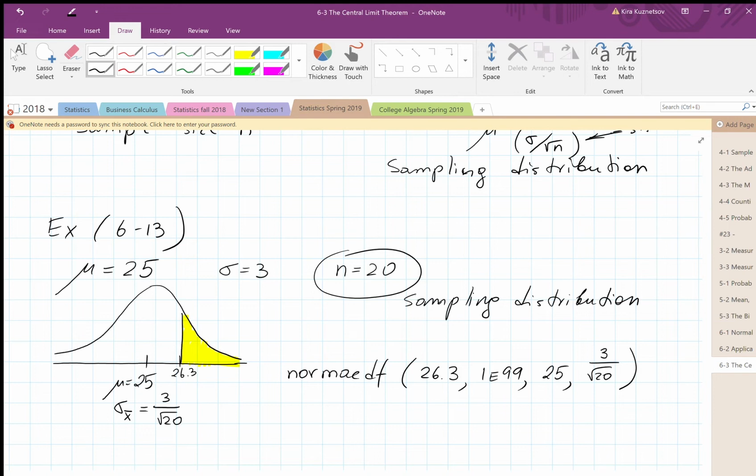So distribution, normal CDF, 26.3, 1E99, mu is 25, sigma is 3 divided by the square root of 20. Your calculator will have no issue in calculating that as well. Push enter and you will get 0.0263, so that should do it, just a little over 2%.